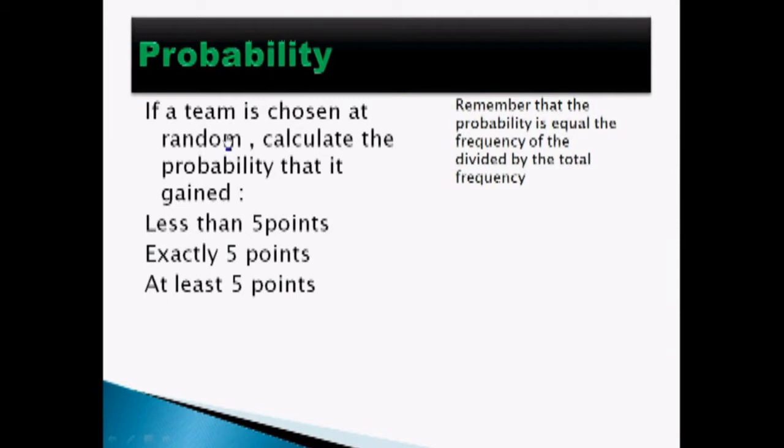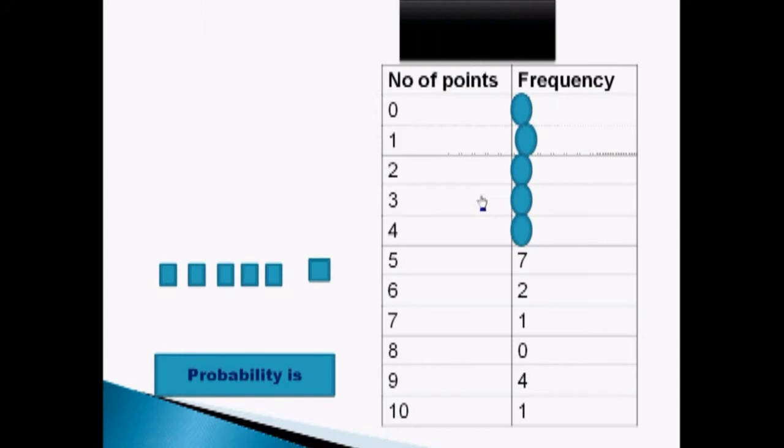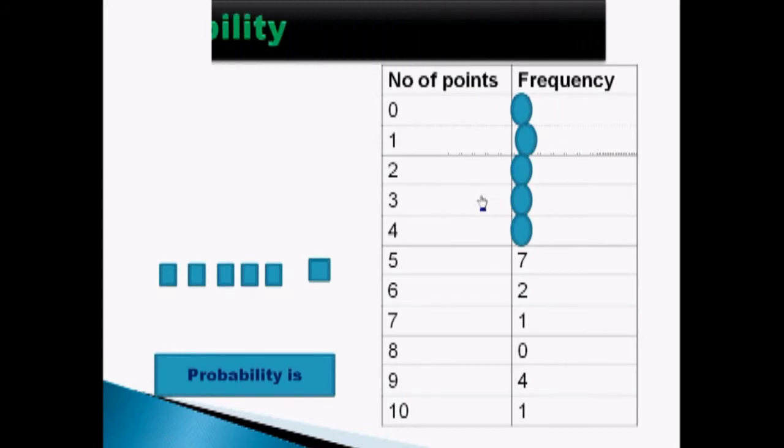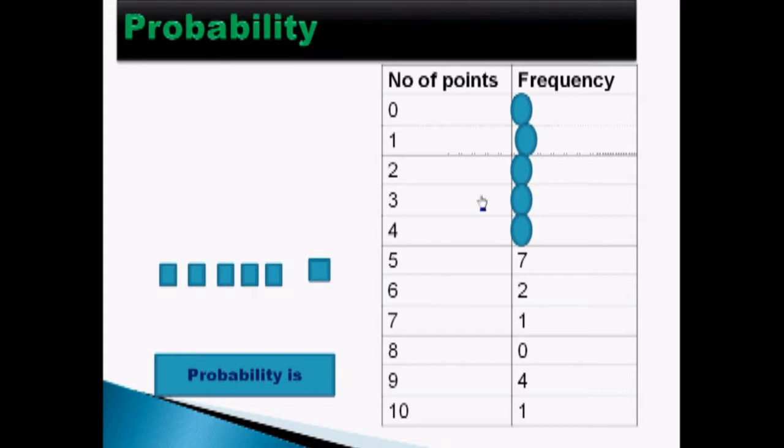Now, we're going to find a probability for that same question. If a team is chosen at random, calculate the probability that it gained less than 5 points, exactly 5 points, at least 5 points. Remember that the probability is equal to the frequency divided by the total frequency. Okay, now you can pause your video and try it for yourself, and then let us see if we have the same answer.